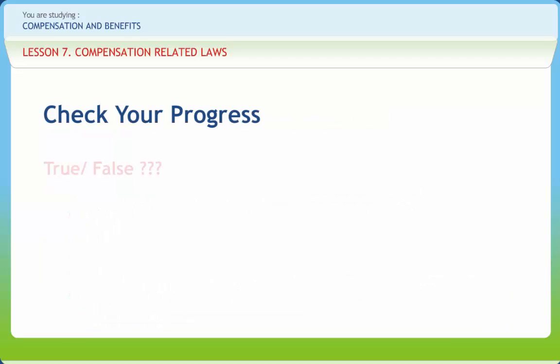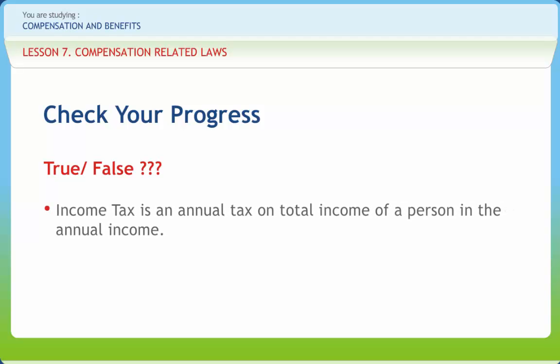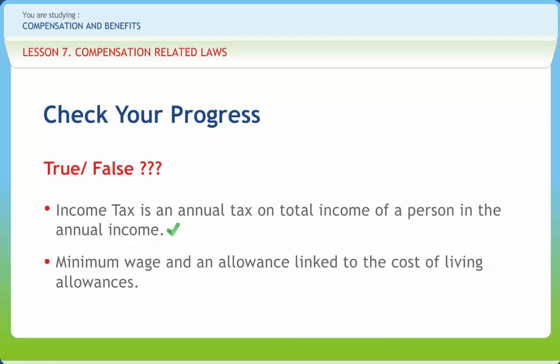Now let us check if we have understood the various concepts discussed in this lesson clearly. Income tax is an annual tax on the total income of a person in the annual income. Right or wrong? Right. Minimum wage is an allowance linked to the cost of living allowance. Right or wrong? Right. Income tax is a kind of indirect tax. Right or wrong? Wrong.